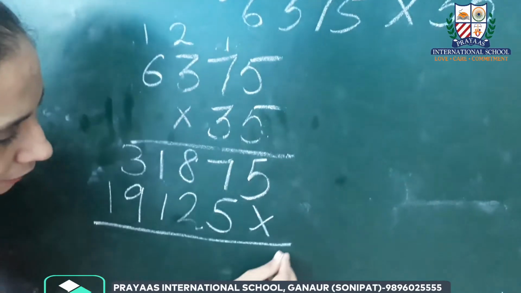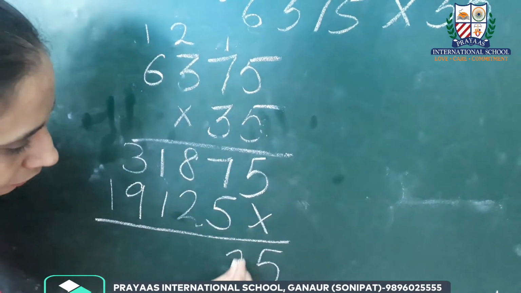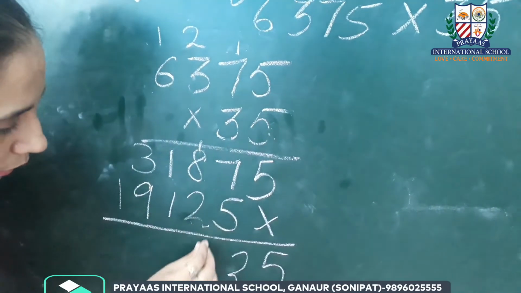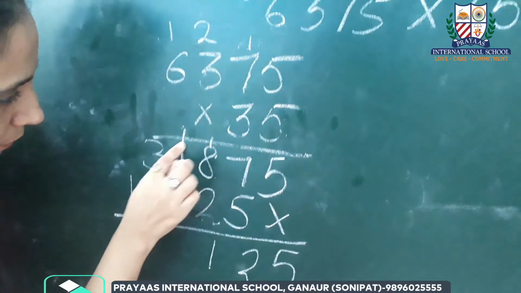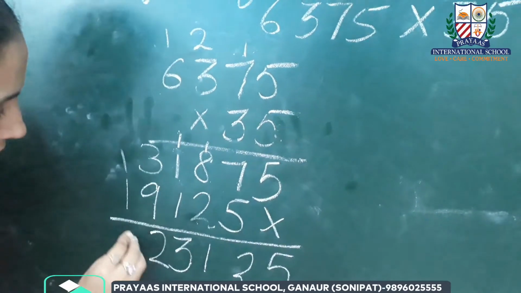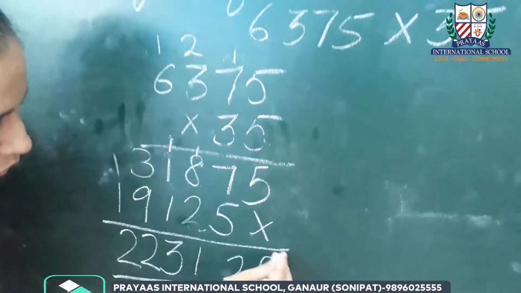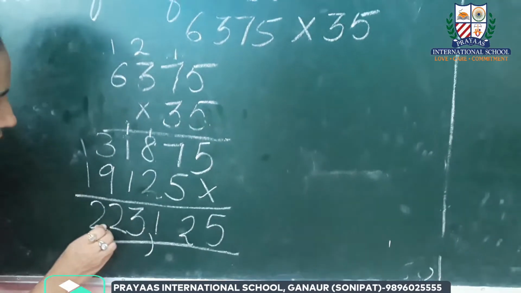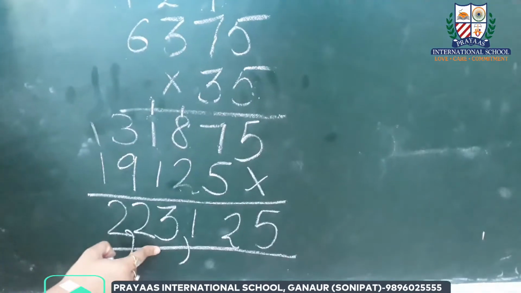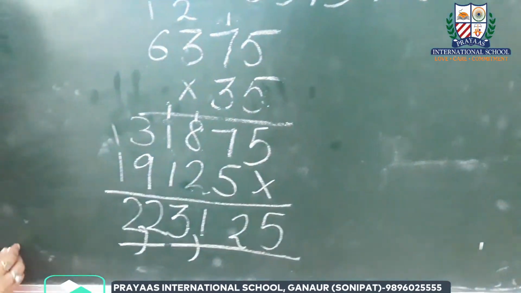Now we will add them. 5, 7 plus 5, 12, 8 plus 1, 9, 10 and 11. This will be 3, 9 plus 3, 12 and 2. So the tuition fees of 35 students will be 2,23,125. You have to write it complete.